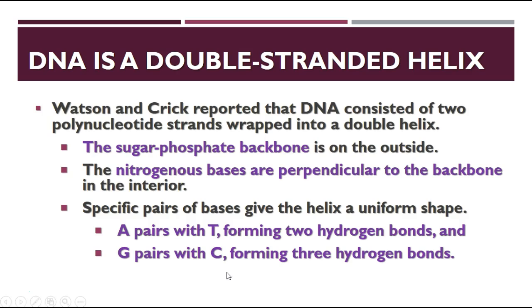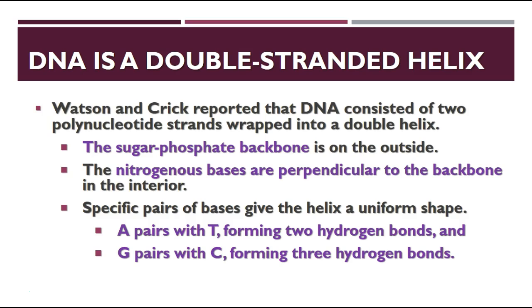They reported that DNA was made of 2 polynucleotide strands that were wrapped up into a double helix with the sugar-phosphate backbone on the outside and the nitrogen bases perpendicular to the backbone on the inside. The adenine would always pair with thymine, and cytosine would always pair with guanine, and that would give it a uniform diameter all the way down the length of the molecule.